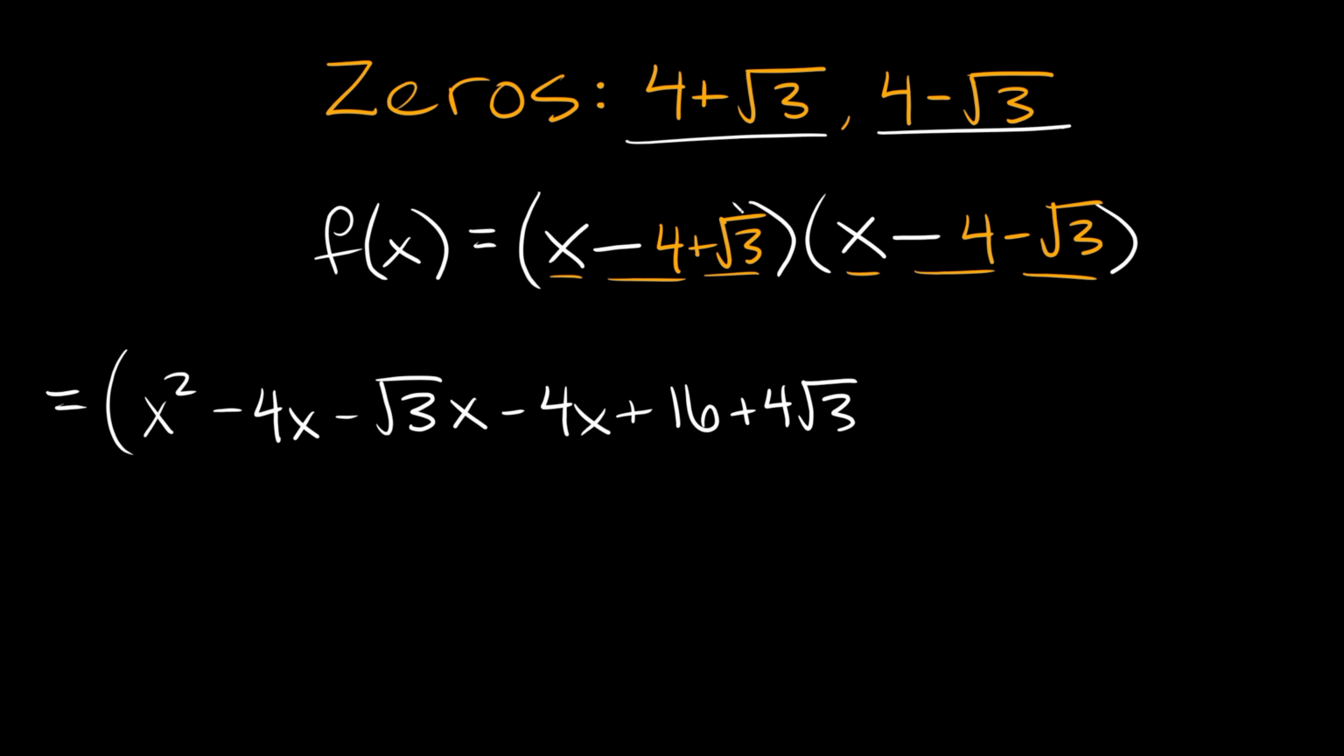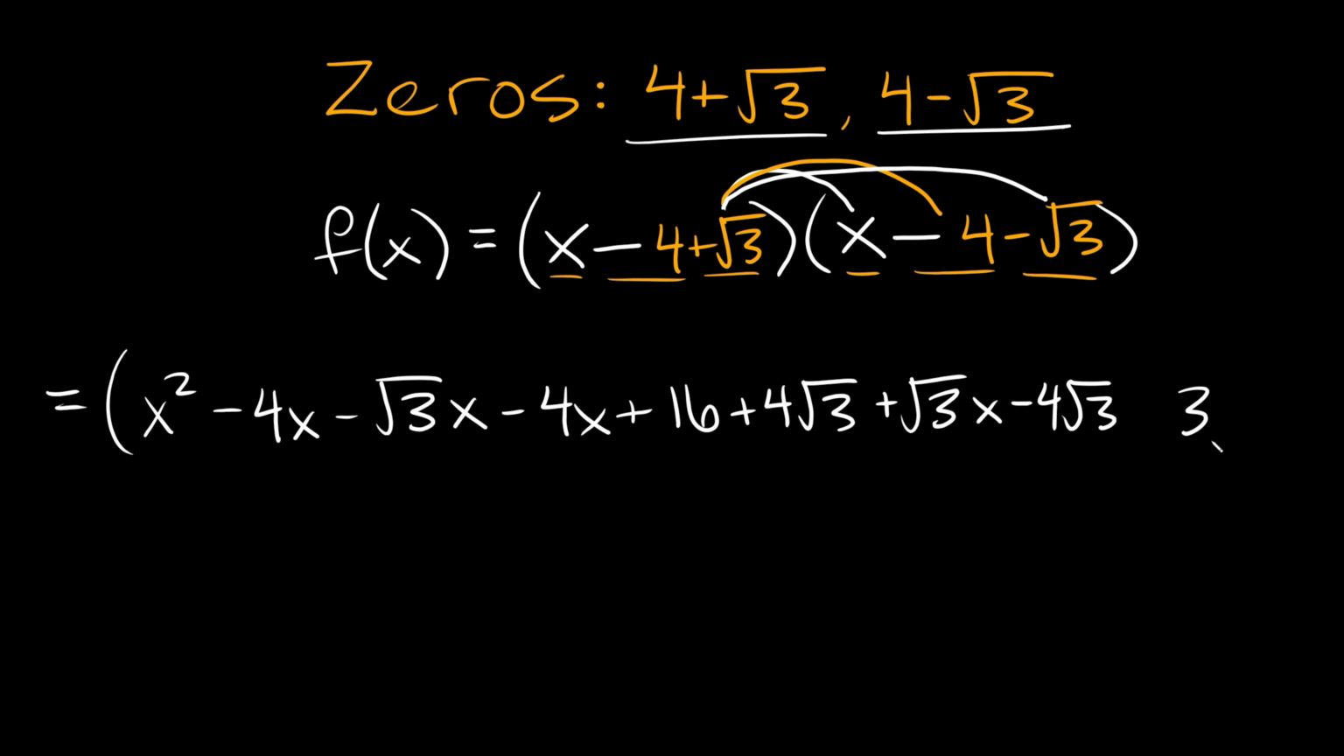So now, lastly, we just have this √3. So √3 times x is equal to positive √3x, and then we have √3 times -4, which is -4√3. And then lastly, we have √3 times √3, and that's equal to simply 3.